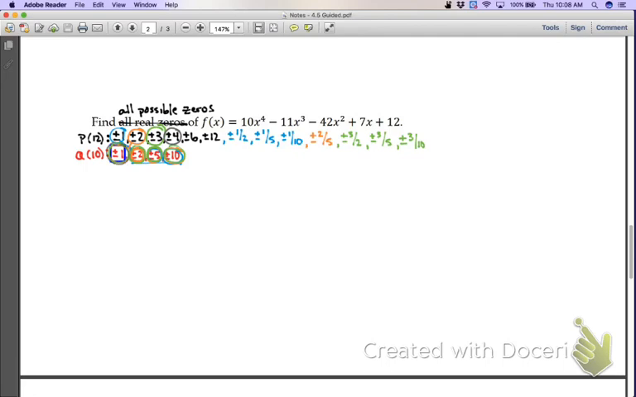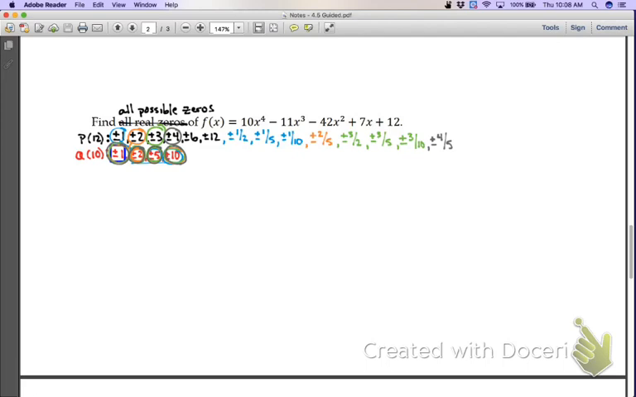So 4 divided by 1, do I need to add it to my list? Nope, it's already there. What about 4 divided by 2? Nope, it's already in my list because I have 2. What about 4 divided by 5? Nope, I need to add it, right? So plus or minus 4 over 5. What about 4 divided by 10? Already have it with the 2/5, right? So in some cases, you're not going to have to add a whole lot from one thing to the next.